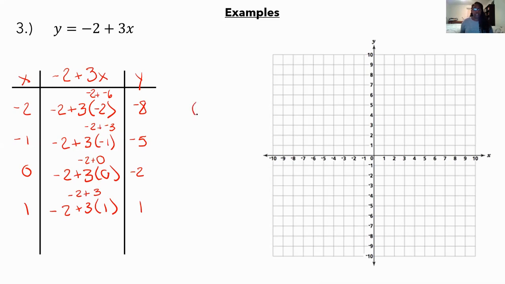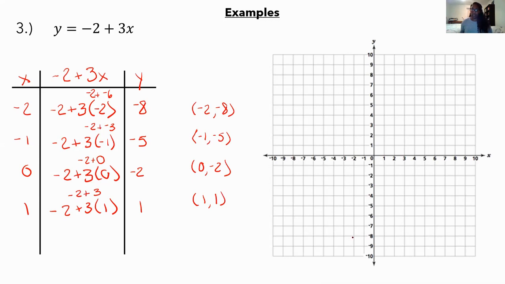So the ordered pairs this time are -2, -8; -1, -5; 0, -2; and 1, 1. Starting from my origin, going to the left 2, and then I'm going to go down 8.